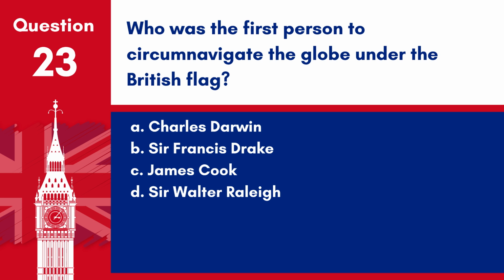Question 23. Who was the first person to circumnavigate the globe under the British flag? A. Charles Darwin. B. Sir Francis Drake. C. James Cook. D. Sir Walter Raleigh. Answer B. Sir Francis Drake. Drake completed his circumnavigation of the globe in 1580, enhancing England's naval prowess and enriching Elizabeth I's treasury.